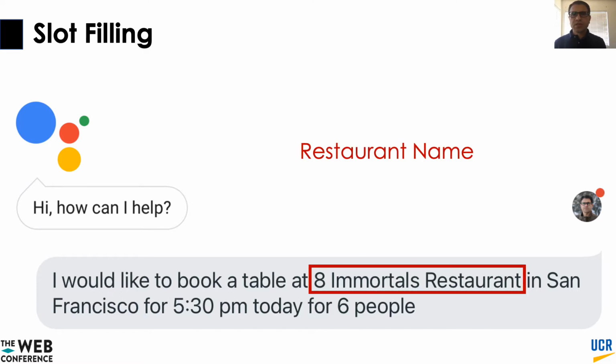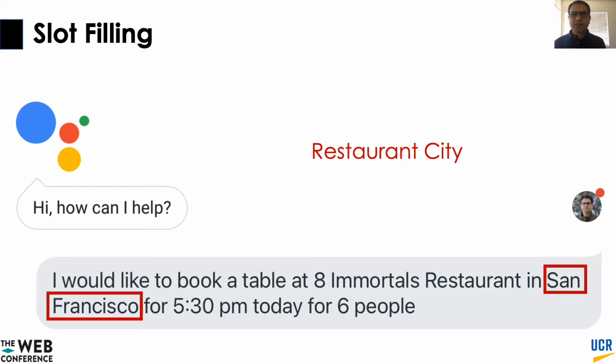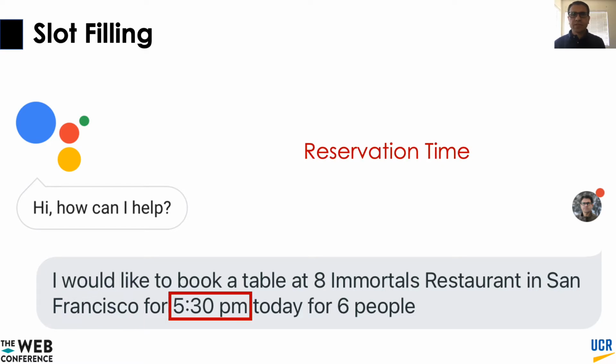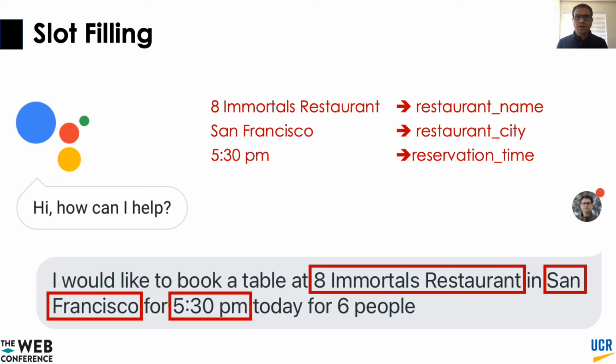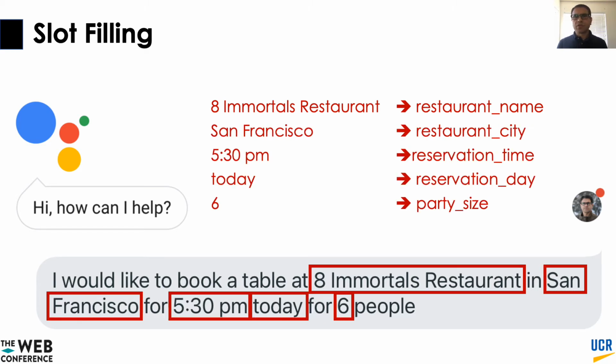8 Immortals restaurant is the restaurant name. San Francisco is the name of the city where the restaurant is located. 5:30 p.m. is the reservation time the user is requesting. Today is the reservation day. And 6 is the party size. Now we are ready to define slot filling. Slot filling is extracting parameter values from a natural language utterance. As you can see, this is a critical step in any goal-oriented dialogue system because without it, the system won't be able to understand the needs of the user.